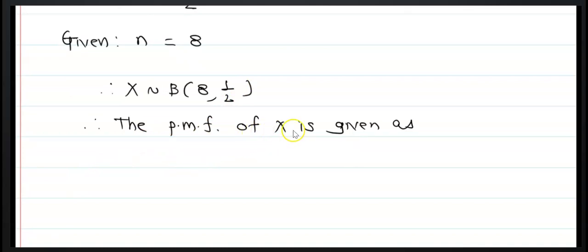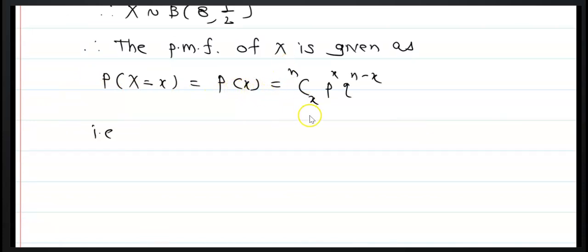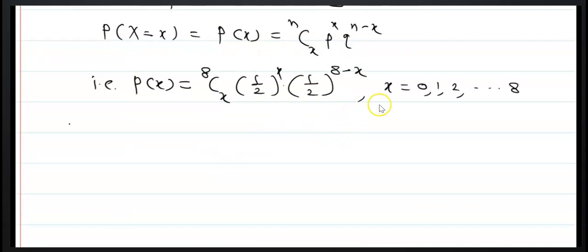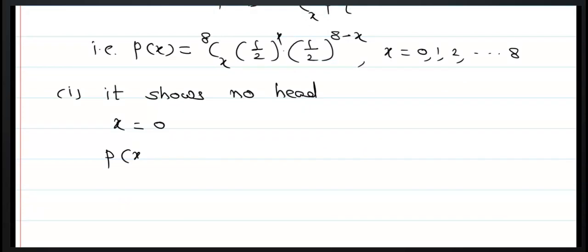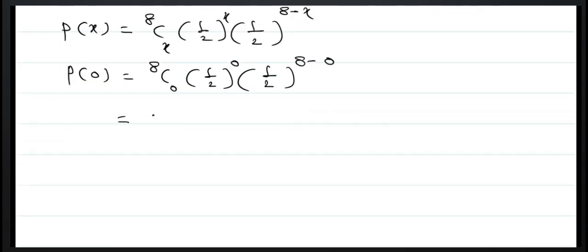The mass function of X is given as P(X = x) = nCx p^x q^(n−x). P(X = x) = 8Cx (1 upon 2)^x (1 upon 2)^(8−x), where x is equal to 0, 1, 2 up to 8. As it shows no head, therefore X is equal to 0. That is P(X) = 8Cx (1 upon 2)^x (1 upon 2)^(8−x).